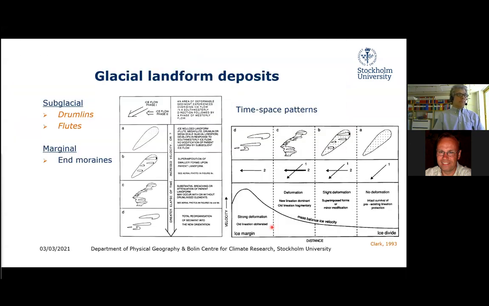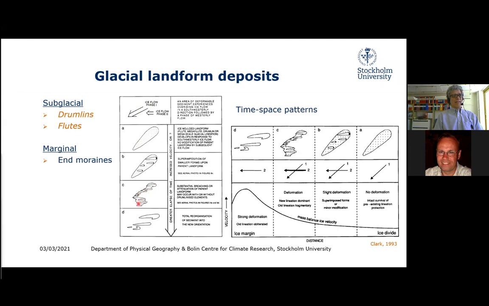Well, drumlins, like I said, are perhaps the most important feature, so I spent some time on that. You can just see them as these kind of cigar-shaped, elongated landforms. They say something about a certain ice flow, right? But they're not always this nice. Sometimes they look more like this.